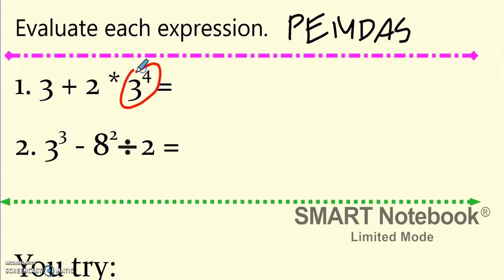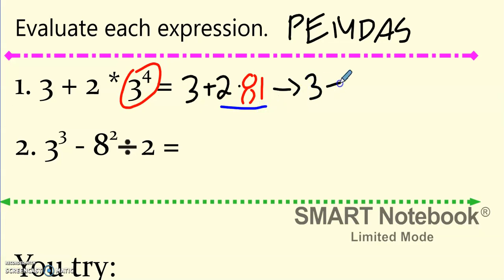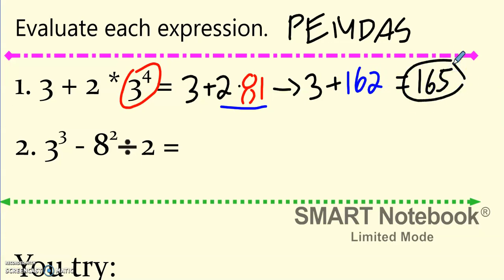We have this 3 to the 4th power. 3 to the 4th power is 3 times 3 times 3 times 3. So we get 81. So it's going to be 3 plus 2 times 81. So now we move on to multiplication. We have 2 times 81. That's going to be 162. So we have 3 plus 162, and we get 165 as our final answer.